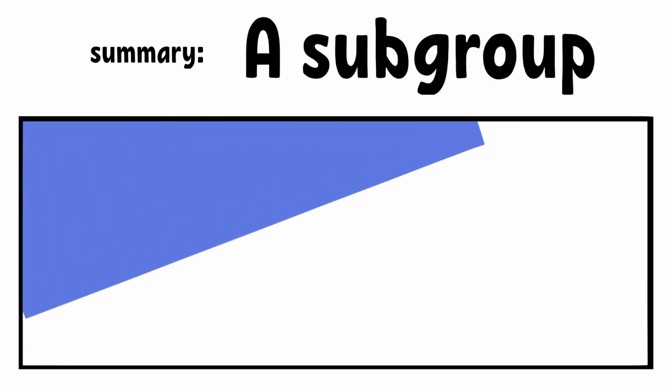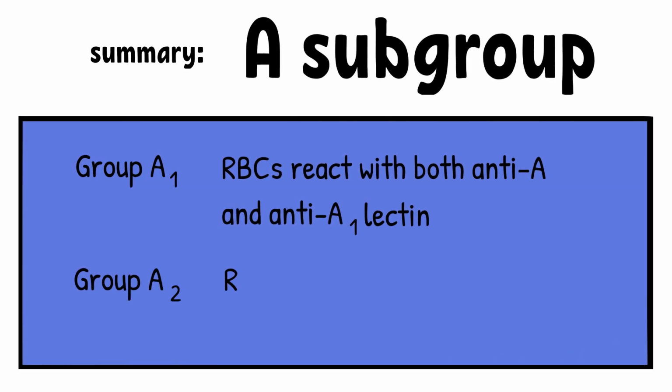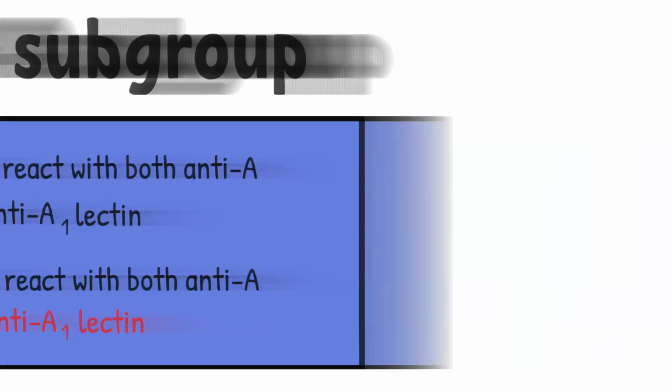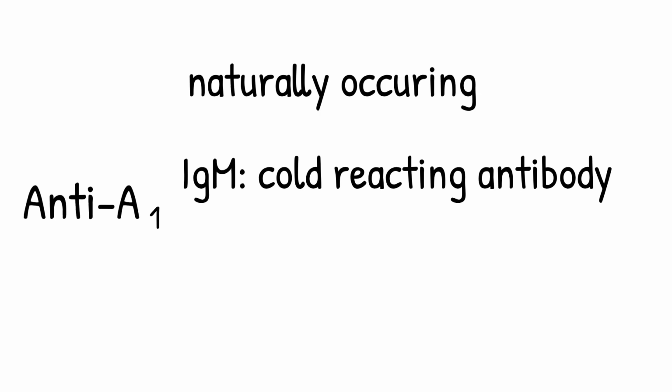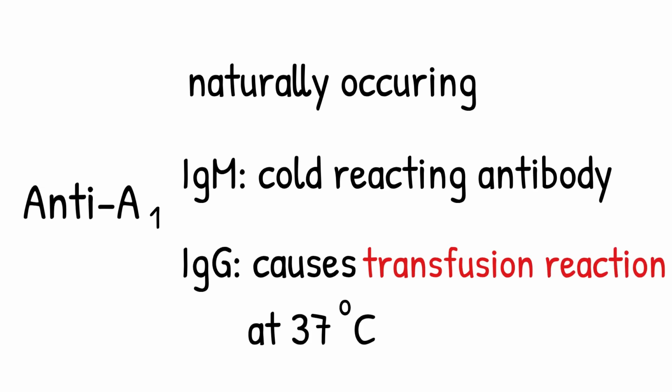In short, group A1 RBCs react with both anti-A and anti-A1 lectin. Group A2 RBCs react with only anti-A and not anti-A1 lectin. Anti-A1 is a naturally occurring IgM cold reactant antibody, and if the individual only produces IgM, it is unlikely to cause a transfusion reaction. However, some individuals also produce IgG, which causes a transfusion reaction at 37 degrees Celsius.